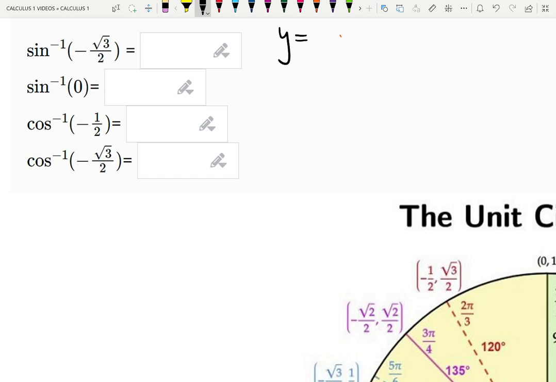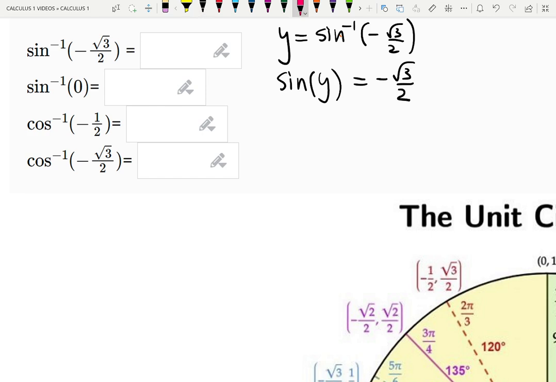We want to know when arcsine at negative square root of 3 over 2 happened, which means the question is: sine of what angle gives you negative square root of 3 over 2? We see the output of the function became the input for the inverse, because those two functions are inverses of each other. The first one was inverse, the second one is original. And vice versa, the input for the inverse becomes the output for the original. That's the whole idea behind inverse functions.